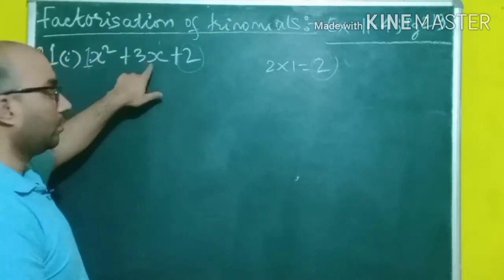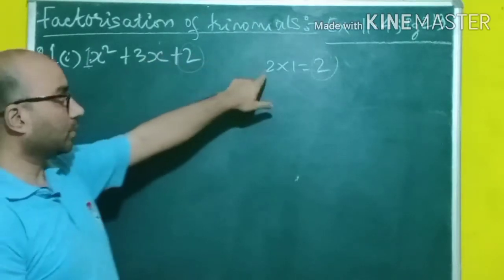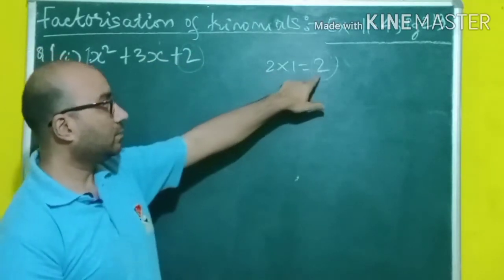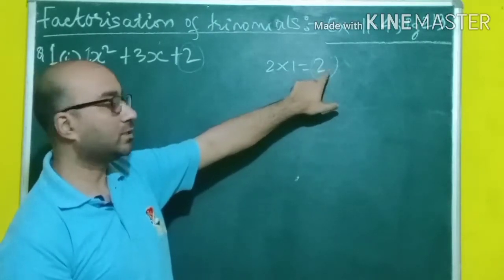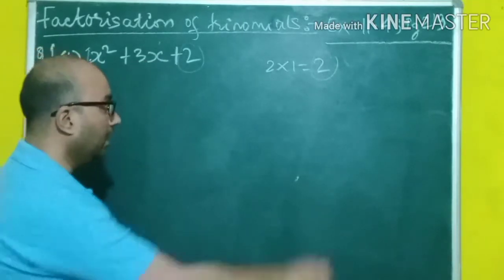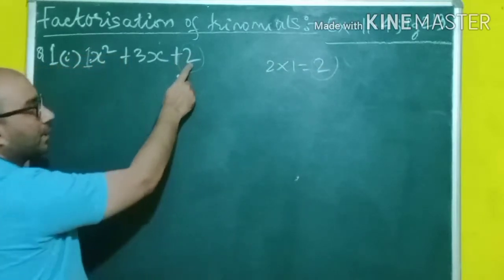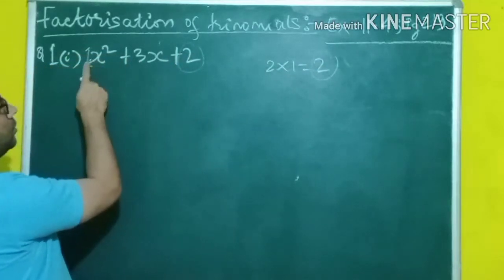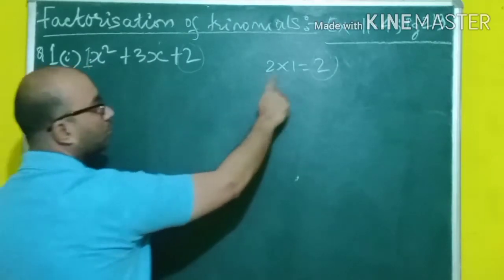So we'll try to break the middle term in such a way that the factors of the number we have got here, after adding or subtracting, give you the middle term. We have got the number 2. How did we get this 2? We multiplied this 2 with the coefficient of x squared. In front of x squared we have 1. So 2 into 1 is 2.